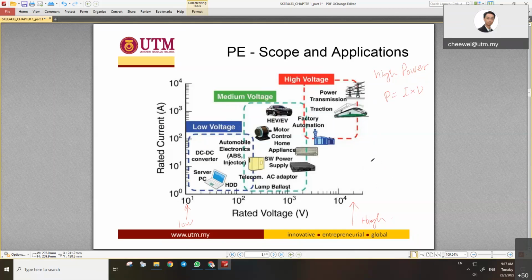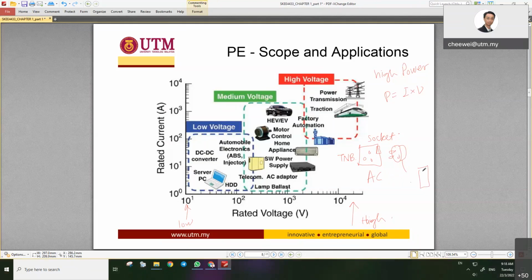AC or DC? AC. Okay, this is a socket. The socket comes from TNB here in Peninsular Malaysia. TNB supplies AC. So you plug in your socket. How to draw the socket? Okay, something like this. So this socket will plug into your mobile phone.